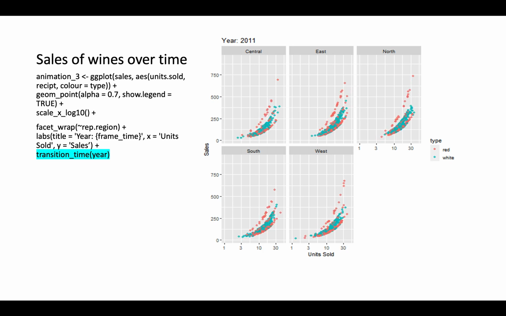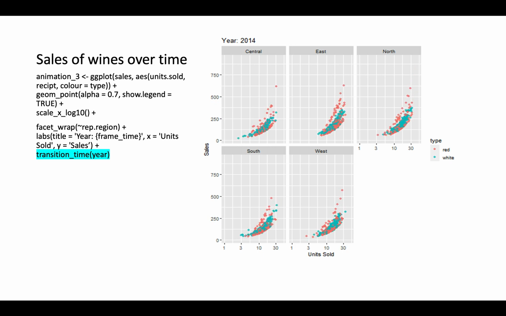This graph shows the sales of wine over time. The y-axis represents the sales of wine, and the x-axis represents the units sold of wine. The color in the graph represents the type of wine. As you can see, the points in the scatter plot are changing over time.